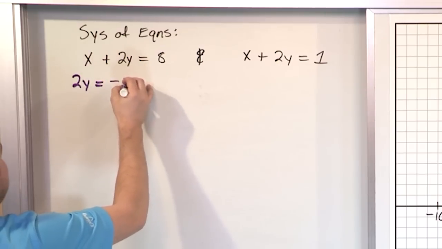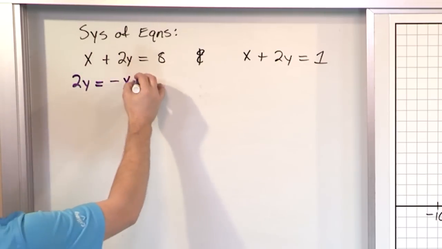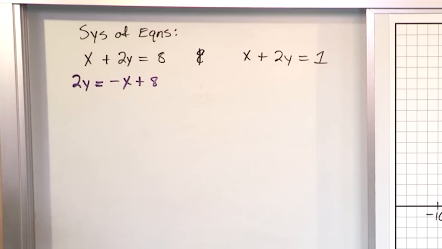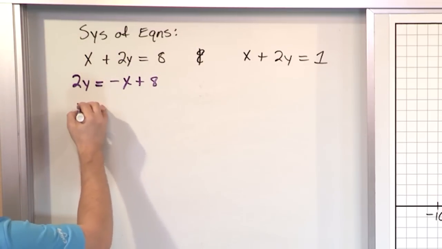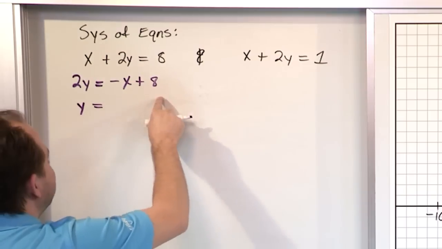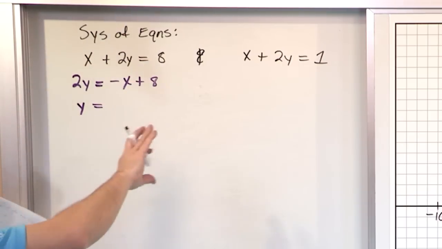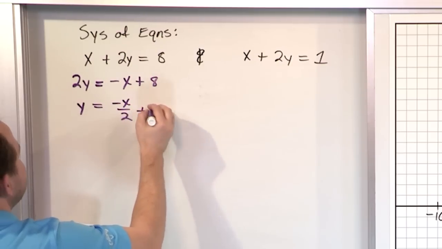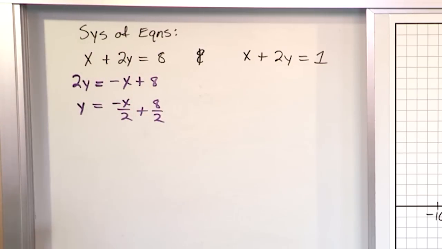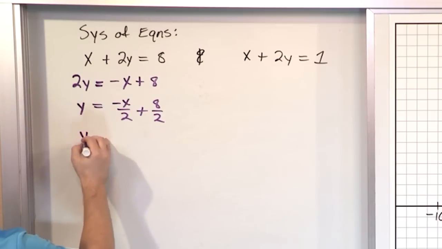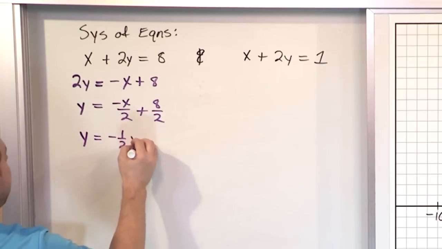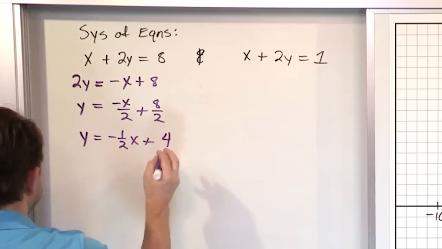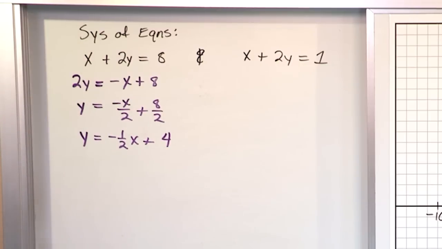2y is equal to negative x here, and then I have plus 8. And so in order to get y by itself, I'm going to divide the whole side by 2, but I'm tired of showing you that breaking up thing. What you really have is the first term, negative x over 2, and the second term also divided by 2. So y is going to be equal to negative 1/2 x plus 8 over 2, which is 4. Let me just double check my notes here. Negative 1/2 x plus 4, correct.